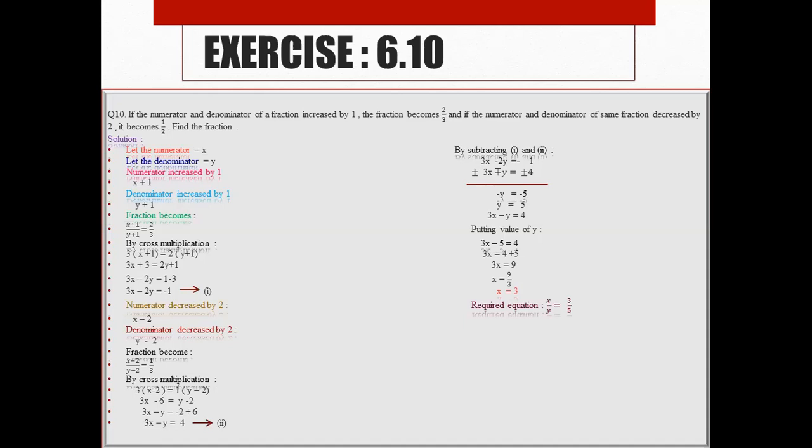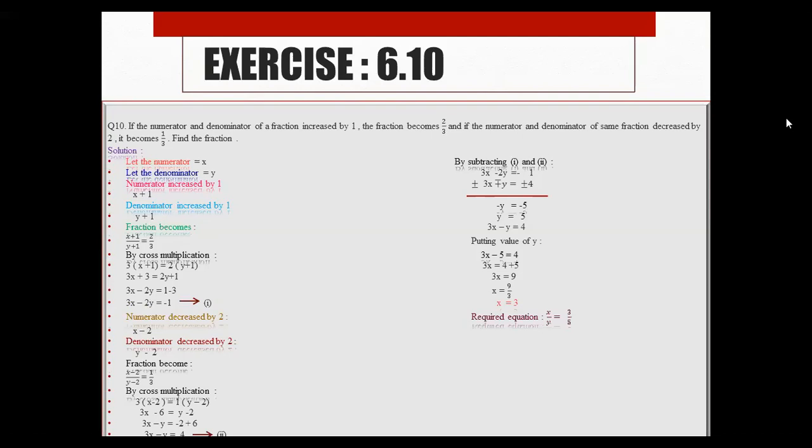Now the second condition in the question is if the numerator and denominator of the same fraction are decreased by 2. Decrease means we subtract. We subtract 2 from x and also from y. x minus 2 over y minus 2 is equal to 1 by 3. Again, by cross multiplication, 3x minus 6 is equal to y minus 2.